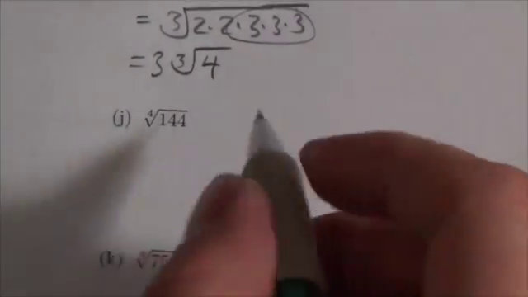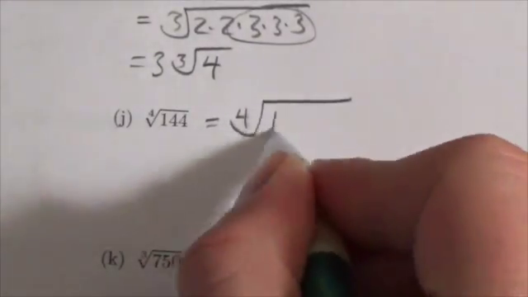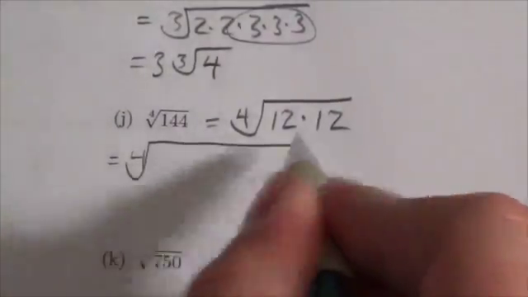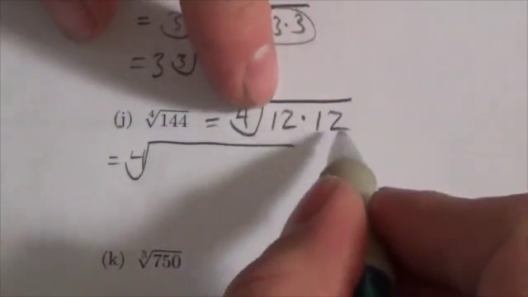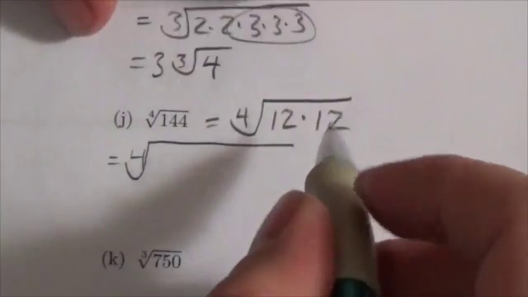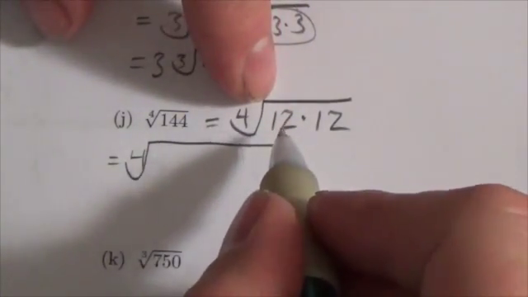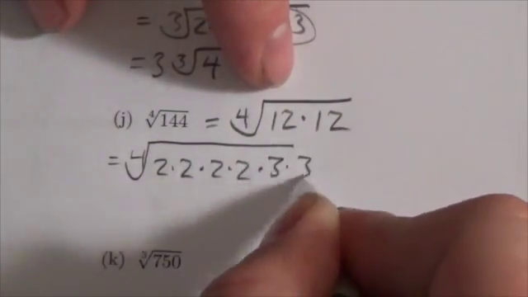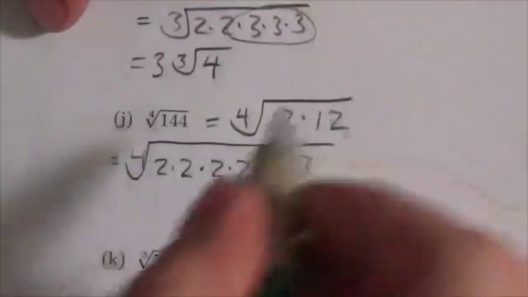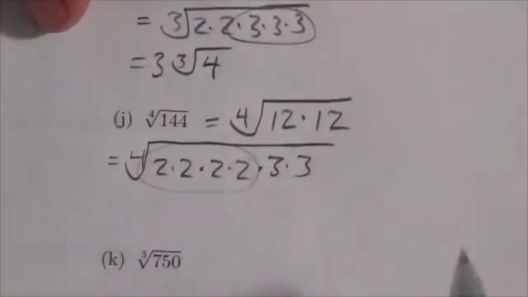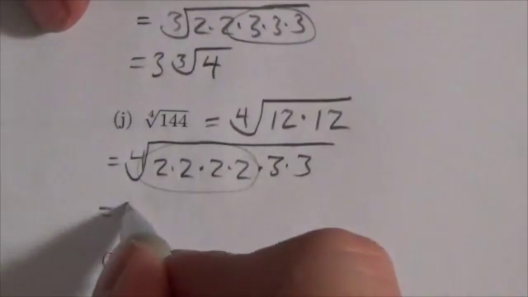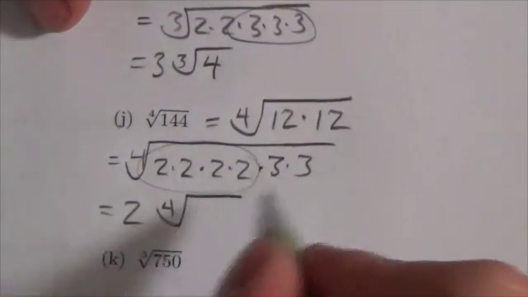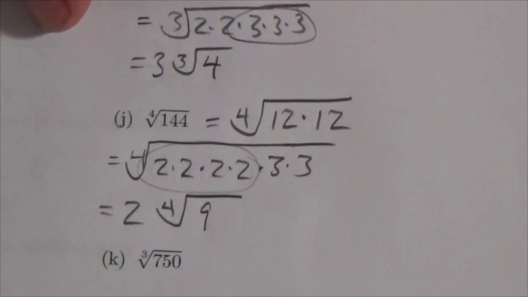For J, we're looking for the 4th root of 144, and I hope everybody recognizes that is 12 times 12. So this will be the 4th root of 12 times 12, and 12 is 4 times 3, so there are two 3s here, and each 4 has two 2s in it. With a 4th root, I'm looking for a group of 4 factors, and there it is. So I can pull out a single 2 times the 4th root of 3 times 3. There weren't enough of those, only 2 of them, so I multiply those together and get 2 times the 4th root of 9.